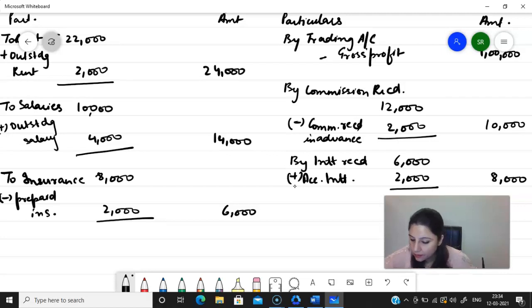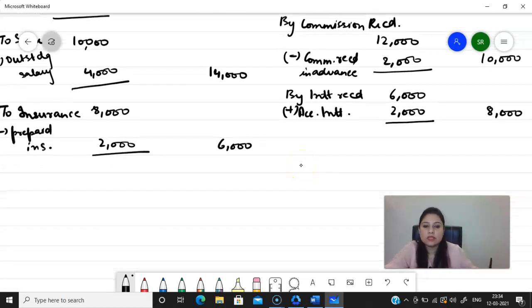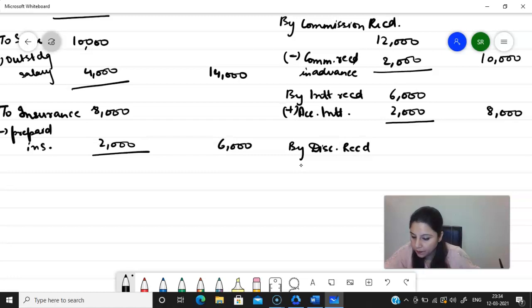Now we have recorded the interest amount. Then we have the bad debts and provision for bad debts. We also have discount received. This discount received also becomes an income and thus will be recorded on the credit side, so by discount received amounting to 2000.